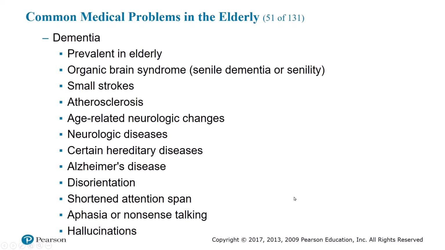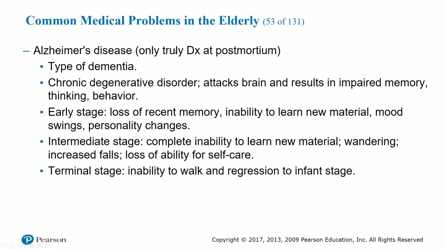Dementia is prevalent in the elderly. And again, we're seeing 55% of our population is old. Organic brain syndrome, again, senile dementia or senility sets in. They may have those TIAs, multiple strokes, atherosclerosis, age, people getting old. Overall neurology diseases leading into Parkinson's and all that other stuff, Alzheimer's, dementia, hallucinations, toxicity secondary from over and or under medicating of certain drugs.